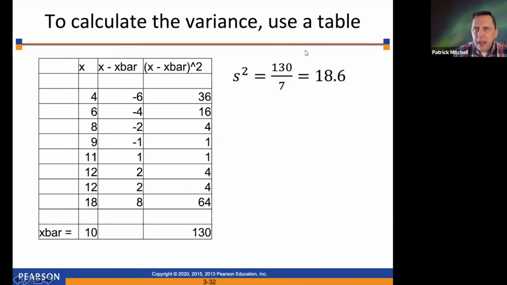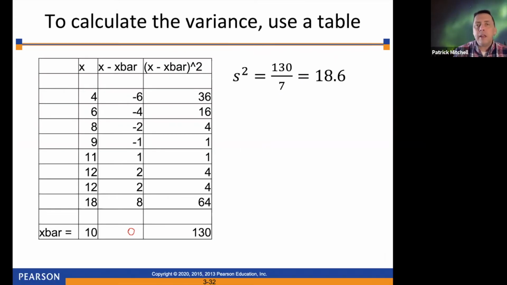is to add these numbers together. Those numbers should always add up to 0. If they don't add up to 0, that means something's wrong.